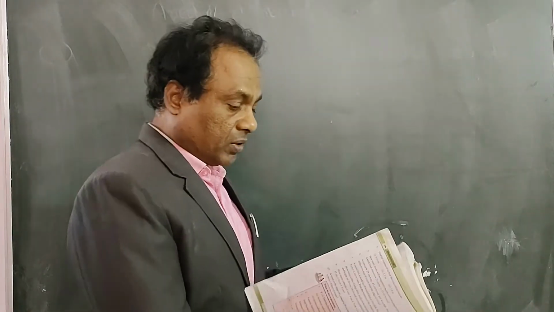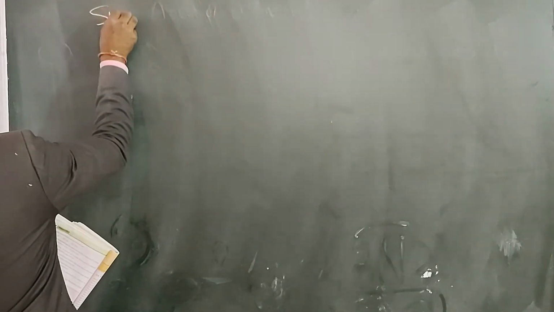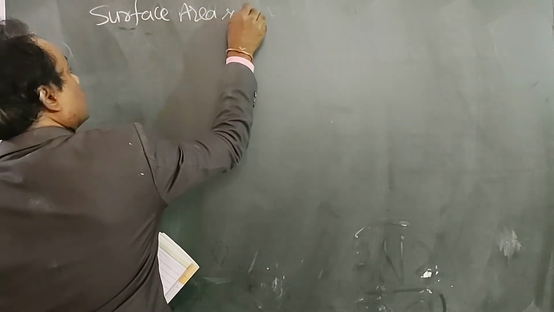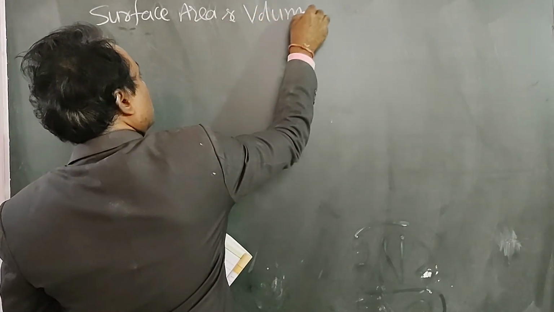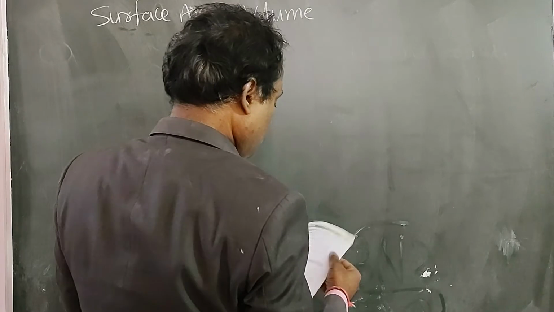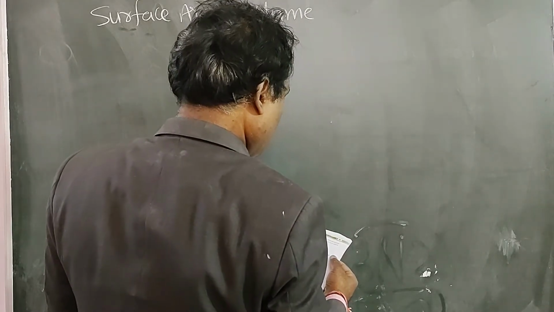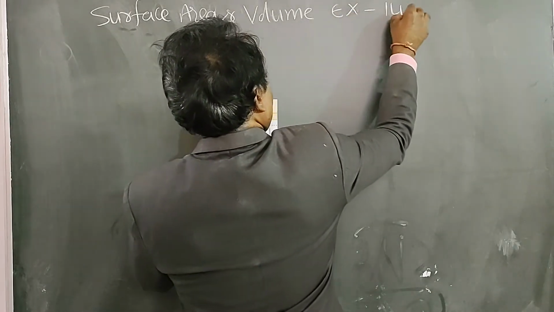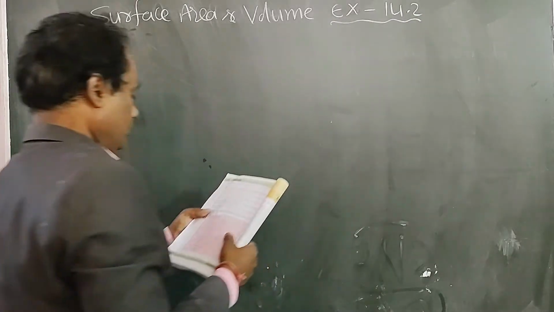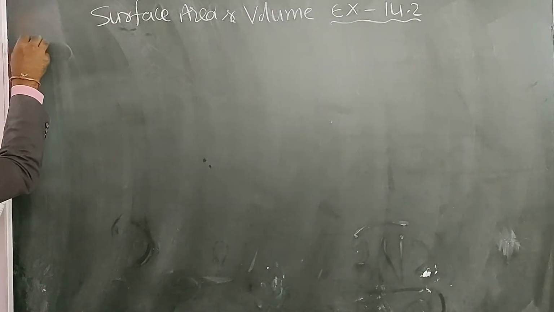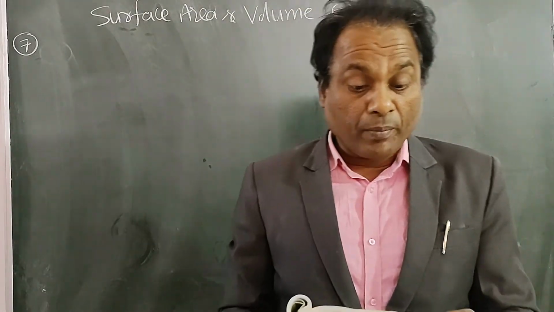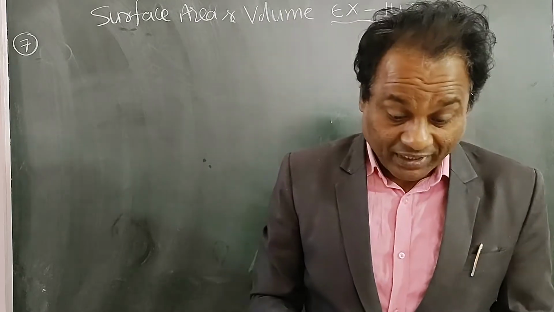So the last 4 problems, students. This is Exercise 14.2, surface areas and volume, chapter name. This is the 7th question. A closed box is made up of wood which is 1 centimeter thick.